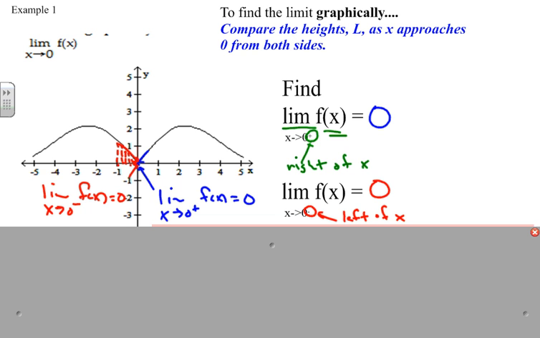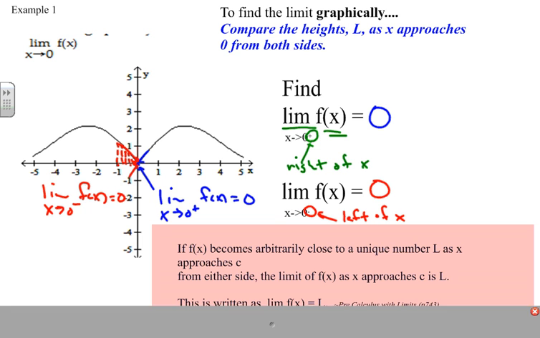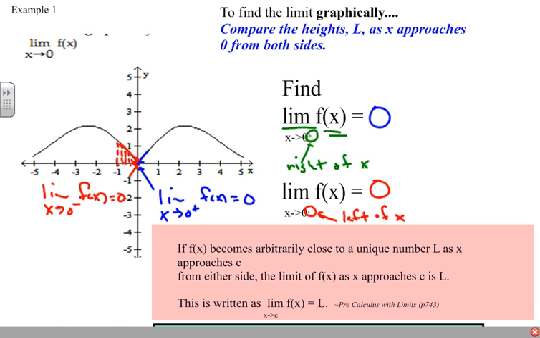Because of that, going back to our previous definition, this is known as the informal definition, we know that f of x becomes arbitrarily close to a unique number L, that's our limit, as x approaches c from either side. That means from both sides, from the right and from the left. Because we're approaching the same value, 0 and 0, from either side, our intended height appears to be 0. That's our limit.